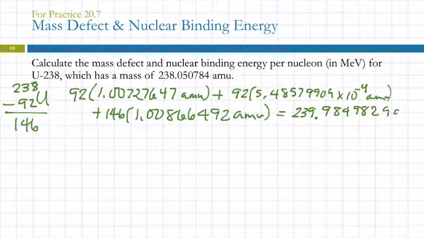239.984989 atomic mass units. Okay. So that is the expected mass if you're adding up all the components. And usually, when you're building something and you add up the masses of the pieces and you put them together, the overall thing weighs the same, right? That's what happens with large objects. But here we put these components together and they weigh less. They actually weigh 238.05. That difference is the mass defect.